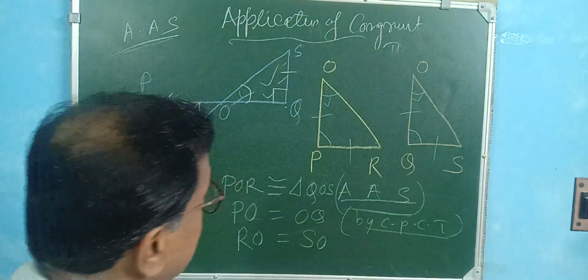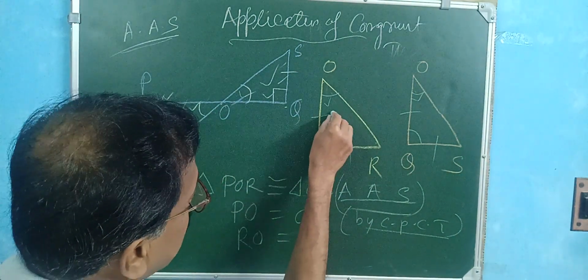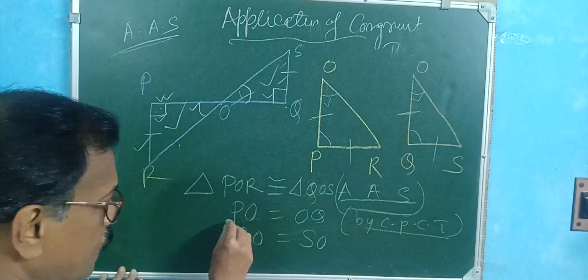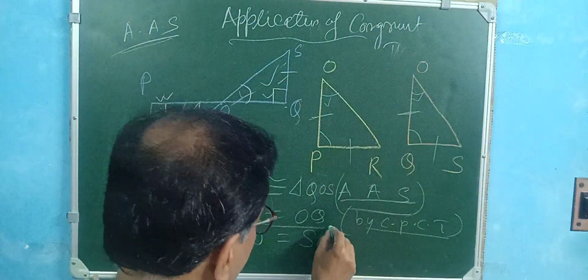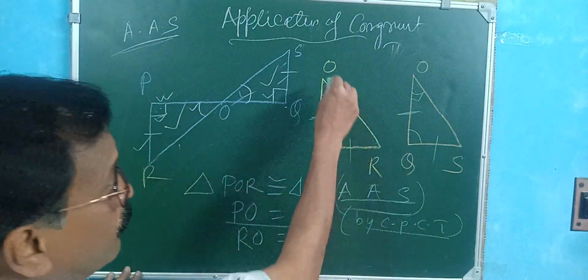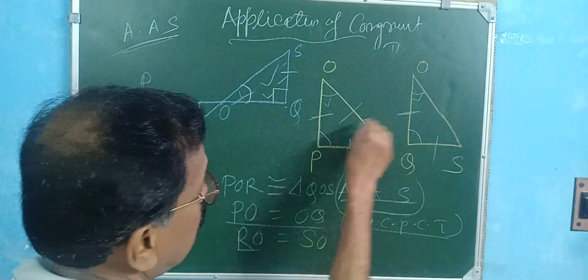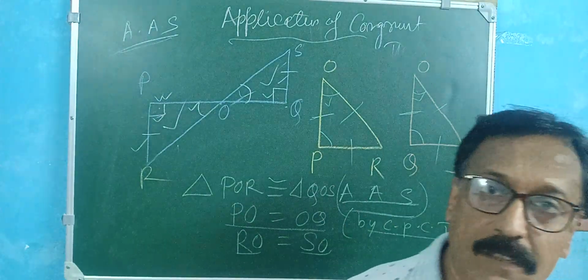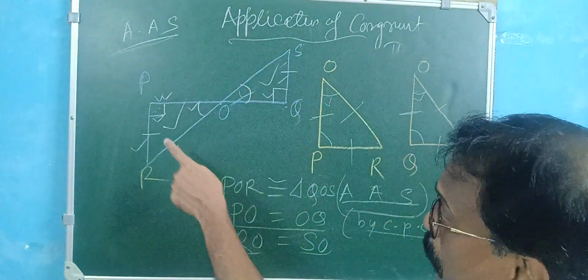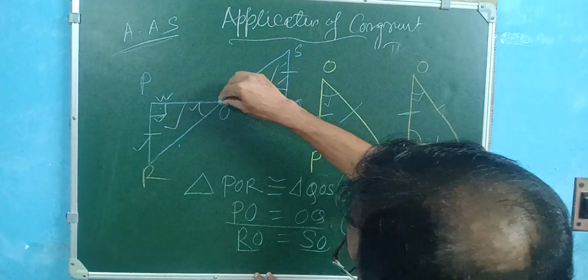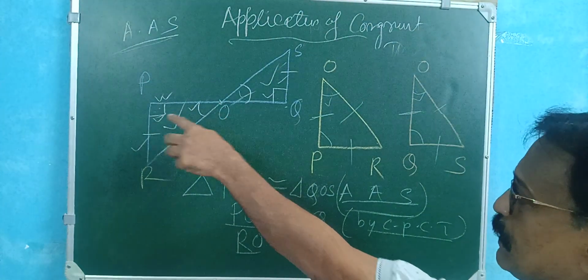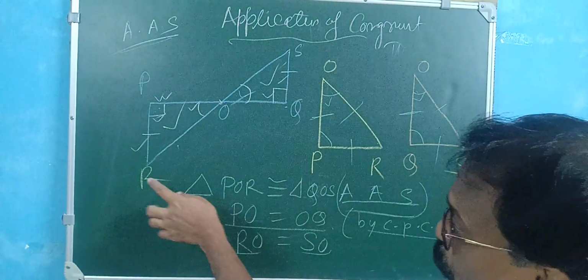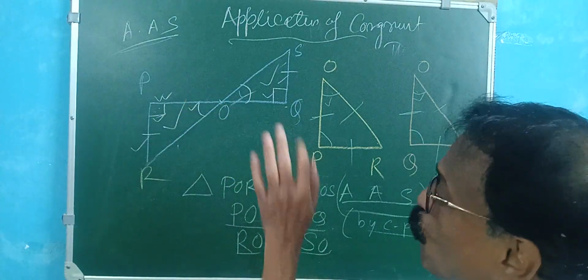Okay, for that reason this is the corresponding side. For that reason PO and QO, PO or QO is a corresponding side. So you write PO is equal to OQ, or QO, same. Corresponding side RO is equal to SO. Corresponding sides are equal. This is called CPCT. Now pay attention here: PO is equal to OQ. That means O is the midpoint. PO is equal to OQ. That means O is the midpoint. Proof. And RO is equal to SO. That means this also, O is the midpoint.